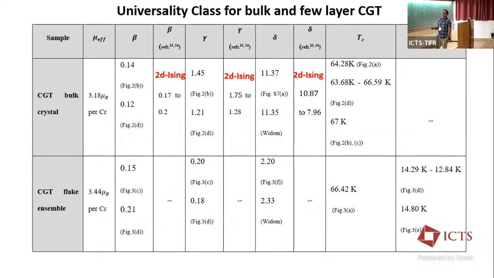So what we find is that in the bulk crystal, it follows a 2D Ising-like behavior, but as you lower the thickness, there is a transition at 67 Kelvin, and there is also another transition which is appearing at lower temperatures at around 14 Kelvin, and the critical scaling around that is very different. It does not follow the 2D Ising-like. In fact, it follows none of the other universality classes. The critical scaling is completely off as you go to this 2D limit and this low temperature transition which we find in CGT. So what is happening inside the system?